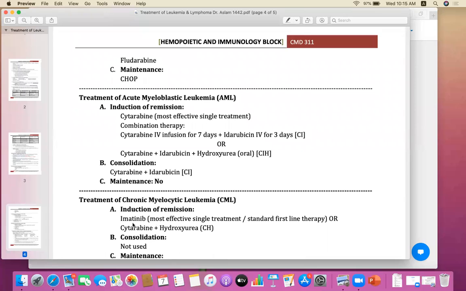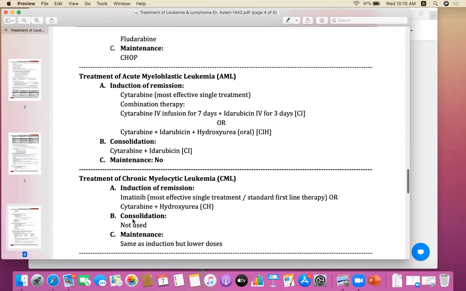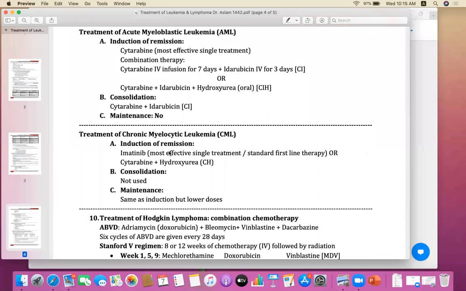Treatment of acute myeloblastic leukemia, AML: cytarabine is the most effective single treatment, or you can give cytarabine plus idarubicin or hydroxyurea for induction of remission. For consolidation, you will prescribe the same drug, cytarabine plus idarubicin, and there is no need for maintenance.